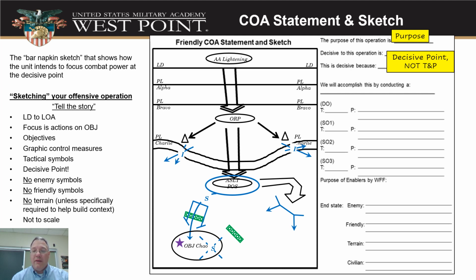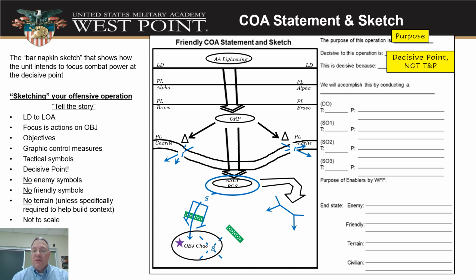Your decisive point. Make sure that you give a decisive point and not your task and purpose. So decisive to this operation is opening a breach lane. Decisive to this operation is setting the outer cordon and isolating the objective, or something like that. And then why is it decisive? We talked on the last slide about how to give a justification. Why would it lead to irreversible momentum that will lead to success? Not because it's the mission.